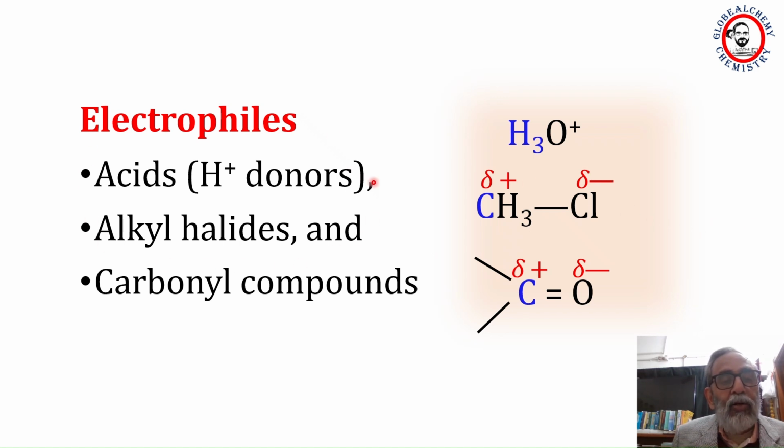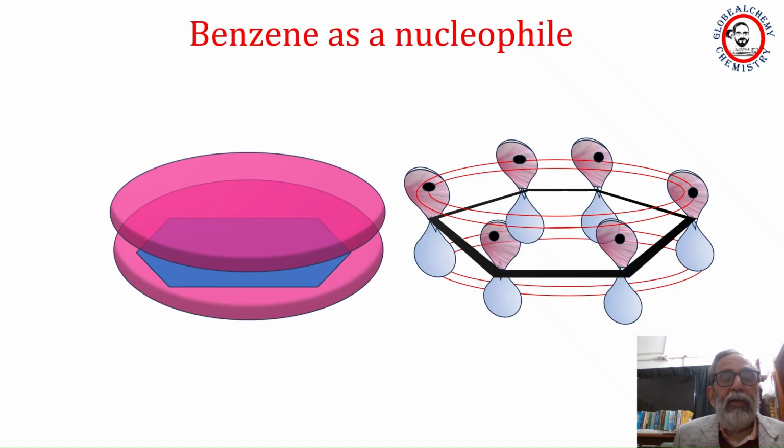So these are the electrophiles: the acids which are H plus donors, for example H3O plus, hydronium ion, alkyl halides and carbonyl compounds. These are the species which can serve as electrophile. If an electrophile attacks on benzene, so benzene serves as a nucleophile.